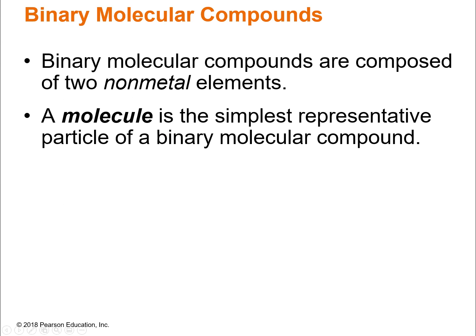So that's the ionic compounds. We did the binary ionic and ternary ionic. Now we're going to move to the binary molecular compounds, which are molecular compounds. As a reminder, these compounds have 2 nonmetal elements. And a molecule is the simplest representative particle of a binary molecular compound.